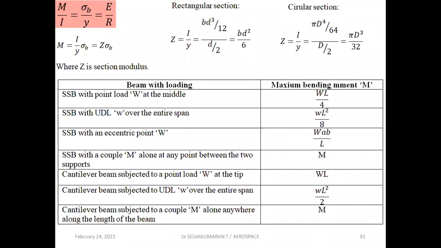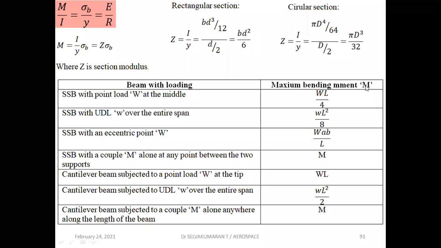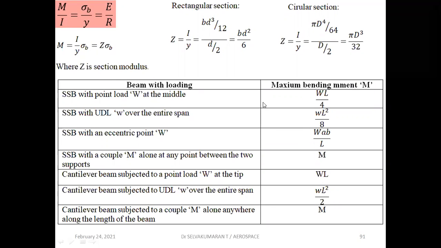If you take a look at the table, on the left-hand side you can see the beam subjected to different types of loadings, that is, only one load acting at a time. On the right-hand side you can see the maximum bending moment M. For a simply supported beam with point load W at the middle, WL by 4 is the maximum bending moment formula. For a simply supported beam with UDL W over the entire span, WL square by 8 is the formula.